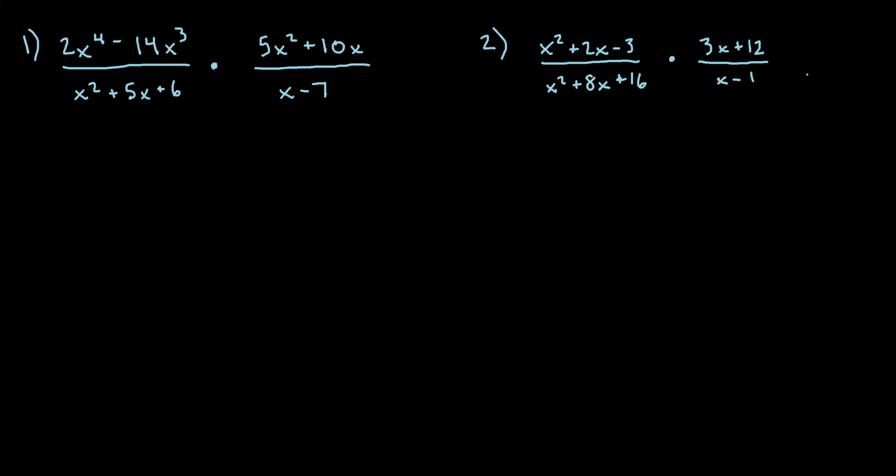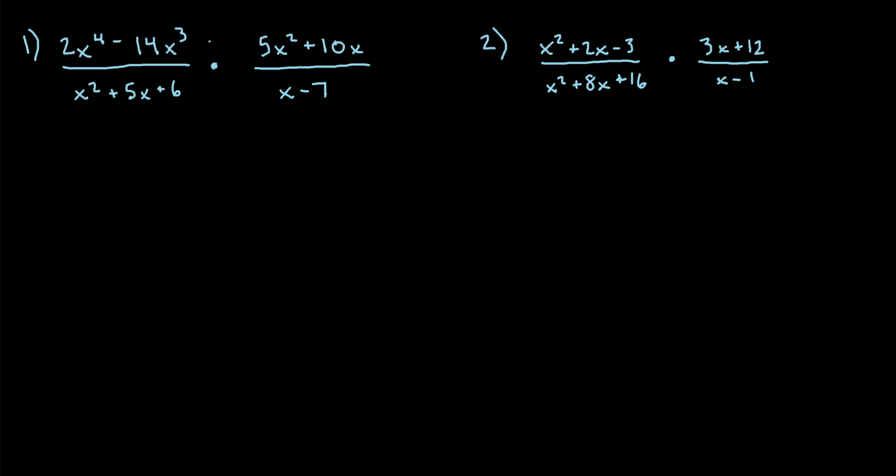In this video, I'll explain how to multiply rational expressions. So I have a couple examples for us to work through here. Let's check out the first one. We have 2x to the fourth minus 14x cubed over x squared plus 5x plus 6 times 5x squared plus 10x over x minus 7.